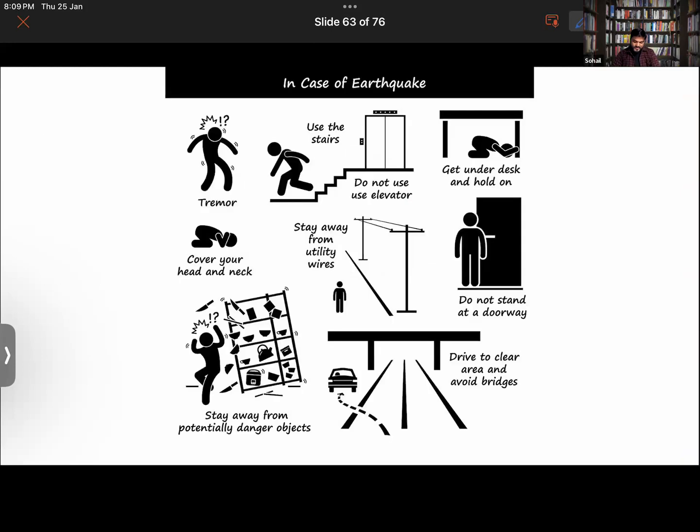So these measures we studied, what we can do: get under a desk right now, drive to a clear area, and avoid taking bridges because the bridges might collapse, right?